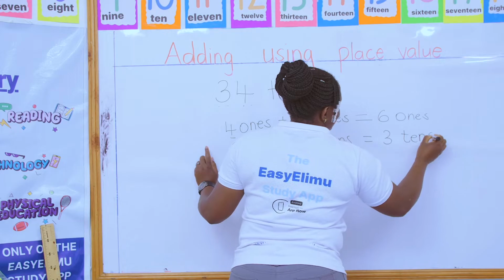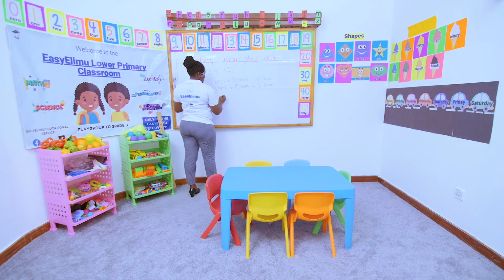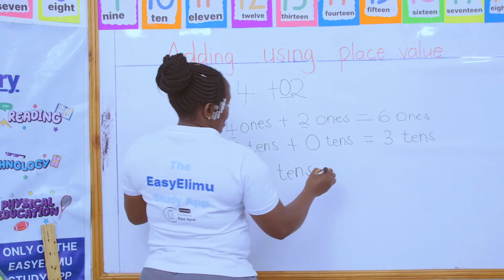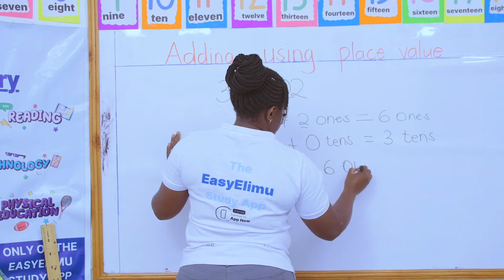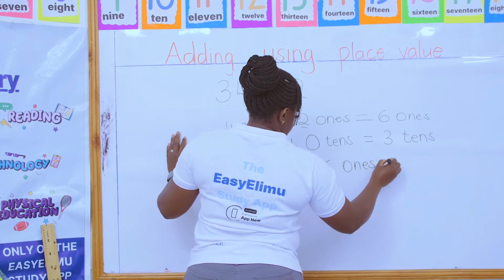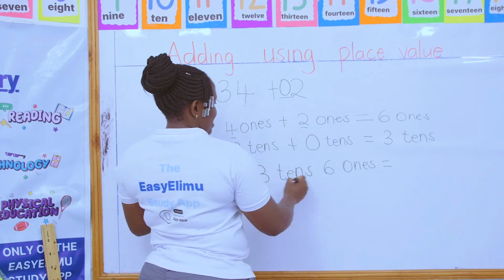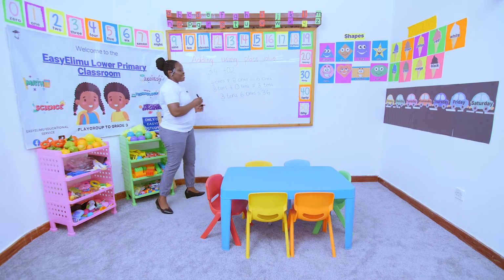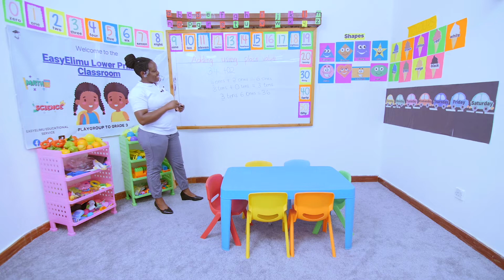And now we are asking ourselves, 3 tens and 6 ones gives us which number? They give us 3 and 6, which will be 36.